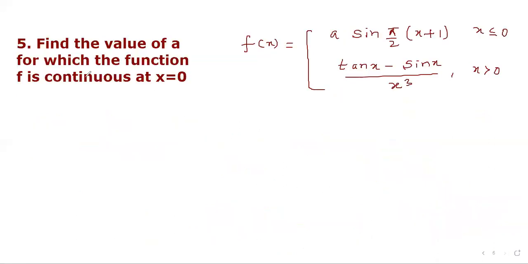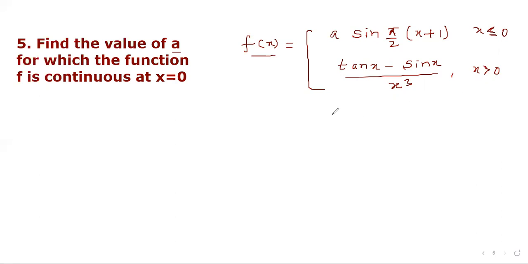Let's see the next question. Find the value of a for which the function f is continuous at x equal to 0. We are given the function a sine (pi by 2 times (x plus 1)) when x is less than or equal to 0, and tan x minus sine x divided by x cube when x is greater than 0.